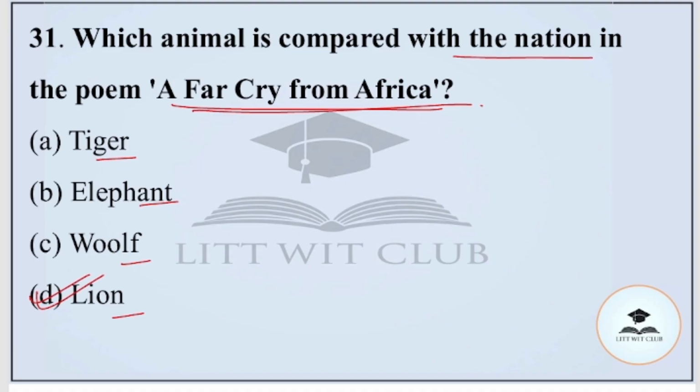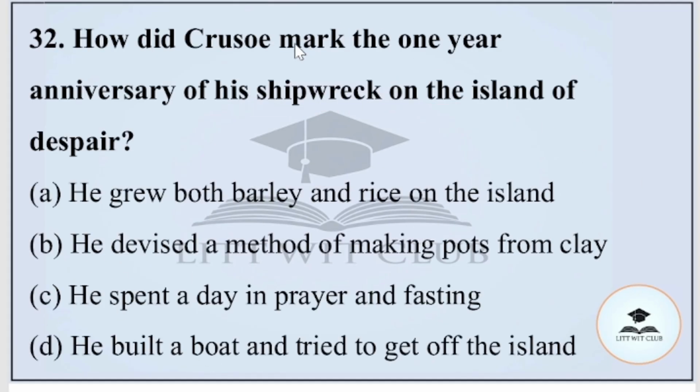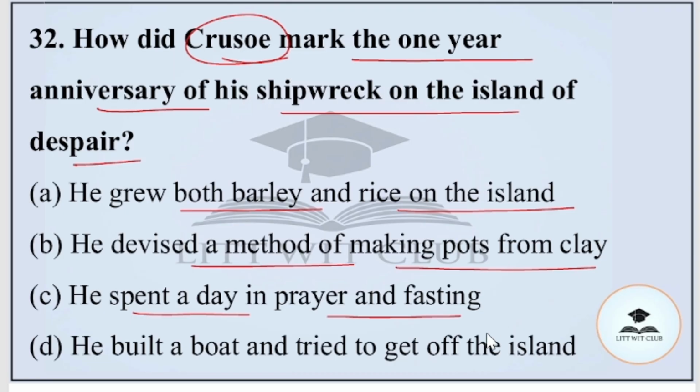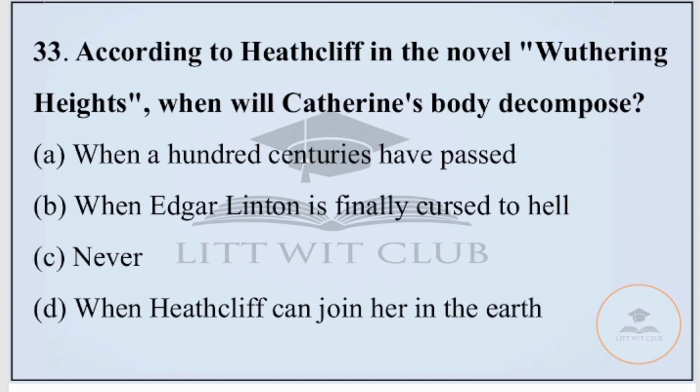lion. Question number 32. How did Crusoe mark the 1-year anniversary of his shipwreck on the Island of Despair? Options are: he grew both barley and rice on the island. Option B: he devised a method of making pots from clay. Option C: he spent a day in prayer and fasting. Option D: he built a boat and tried to get off the island. And the correct option is option number C. He spent a day in prayer and fasting.